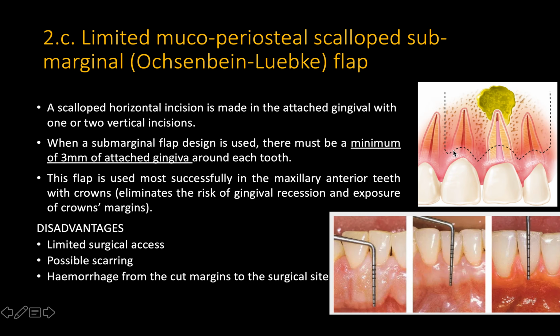And then we place two vertical relieving incisions. The aim of this flap design is to spare and preserve the dental papillae and the gingival margins to reduce recession, especially in the maxillary anterior teeth, and especially if the patient has crowns on these teeth, and we don't want the margins of the crowns to be exposed after the surgery.